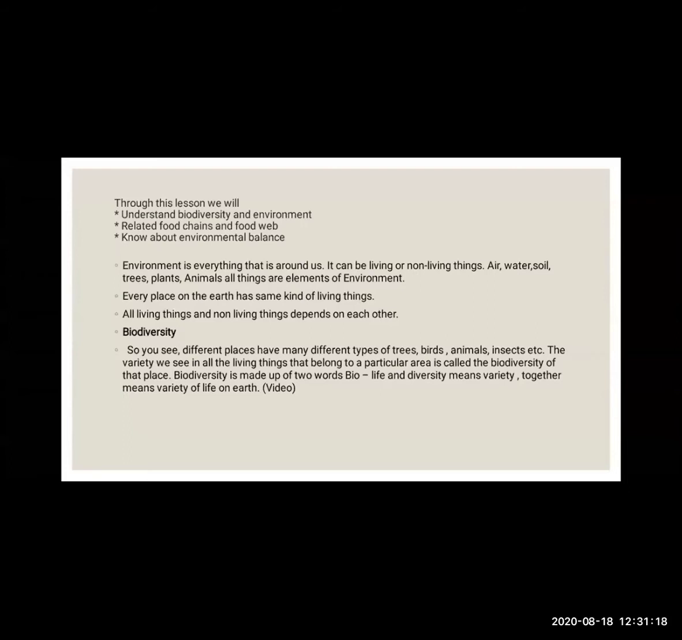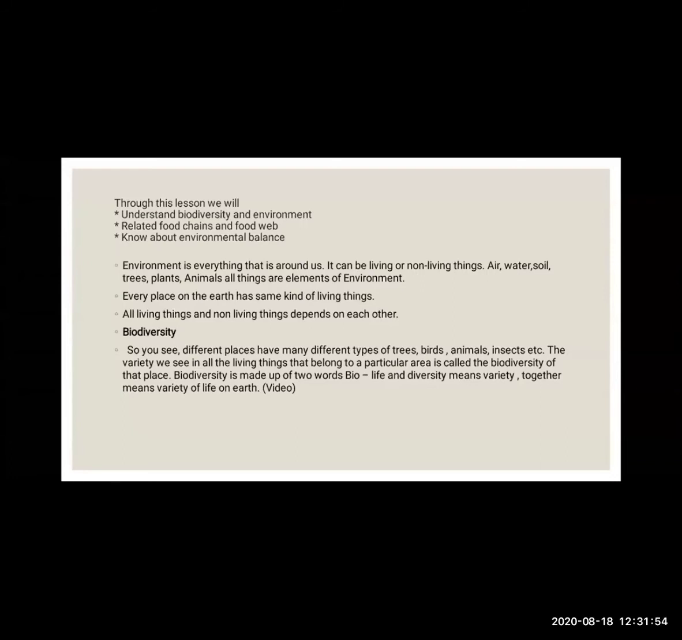Every place on the earth has different kinds of living things. All living things and non-living things depend on each other. They depend upon each other, they stay alive because of each other. Now see, I eat egg. Where does egg come from? From chicken. I eat chicken also. Chicken eats what? Worms. Worms must eat something too. Like that, each and every living thing depends upon each other.